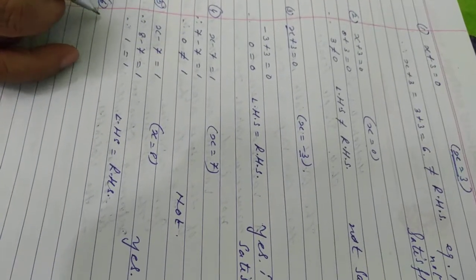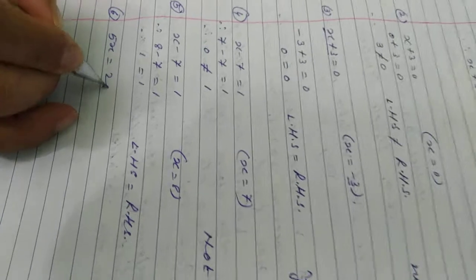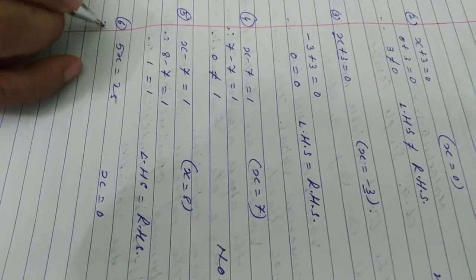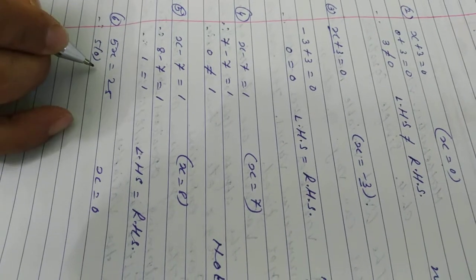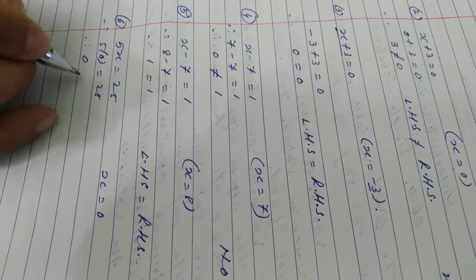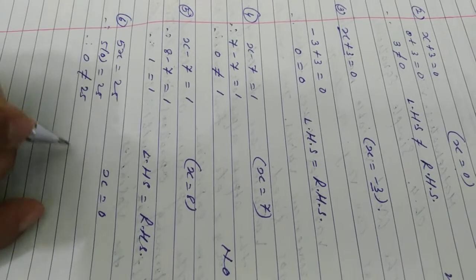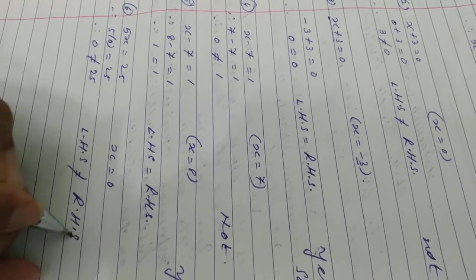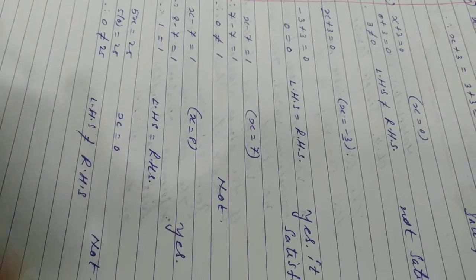Now next one, 5x is equal to 25. And what is the value of x? x is equal to 0. Therefore 5x is equal to 25, just put the values. Now 5 zeros are 0, which is not equal to 25. So the left hand side is not equal to the right hand side. So we can say it is not satisfied.